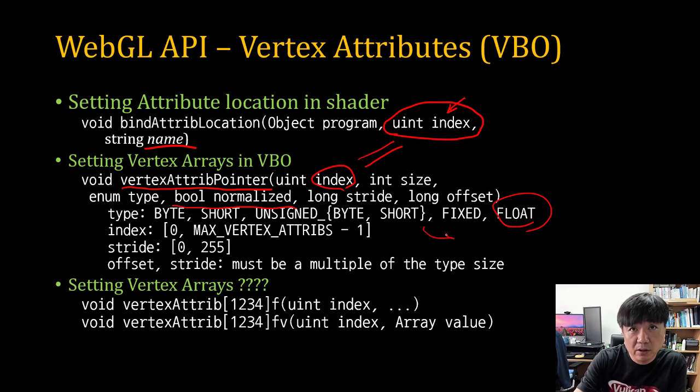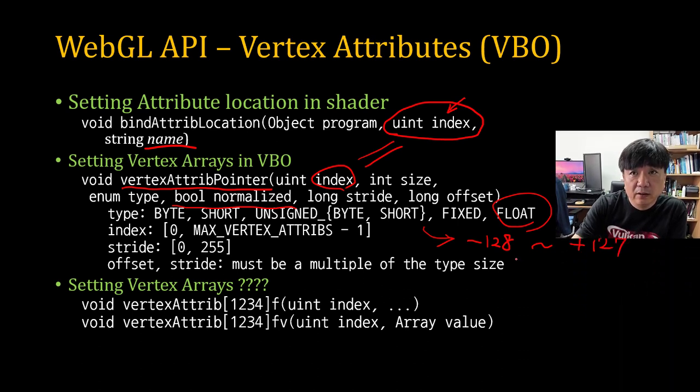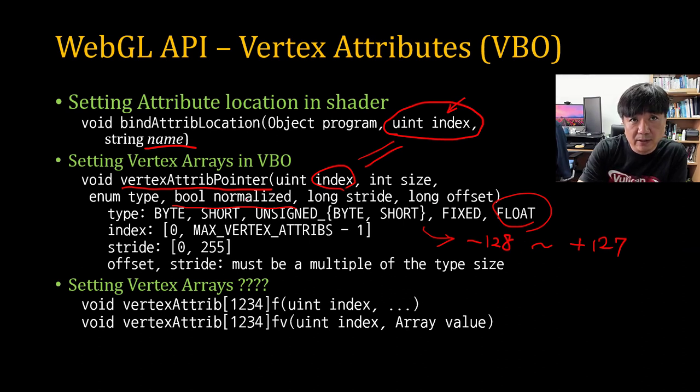For example, the range of byte is -128 to +127. So if we set the Boolean value of normalize to true, then it changes into -1.0 to +1.0. So how can it do that? We add 0.5 to the value, then it will be changed into, for example, -127.5, then we divide by 127.5, then we can get this value.